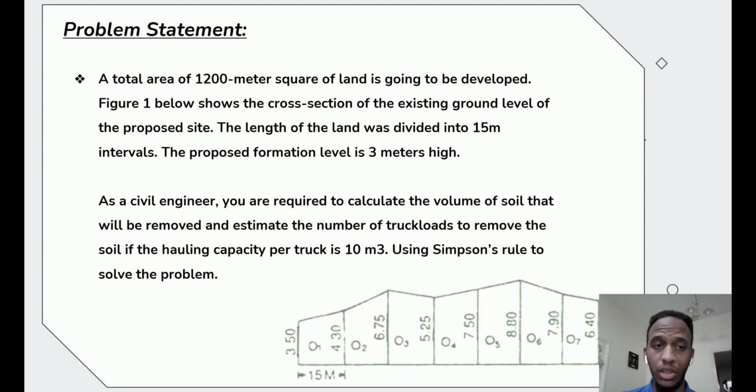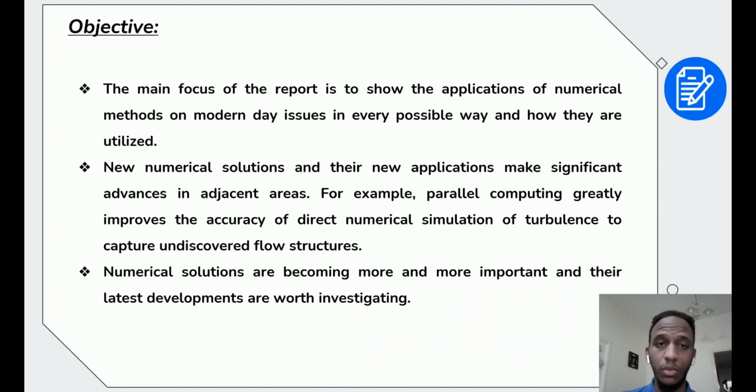As civil engineers, we are required to calculate the volume of soil that will be removed and estimate the number of truckloads to remove the soil if the hauling capacity per truck is 10 meters cubed, using Simpson's rules to solve this problem. The objective of this report is to show the applications of numerical methods on modern-day issues in every possible way and how they are utilized.